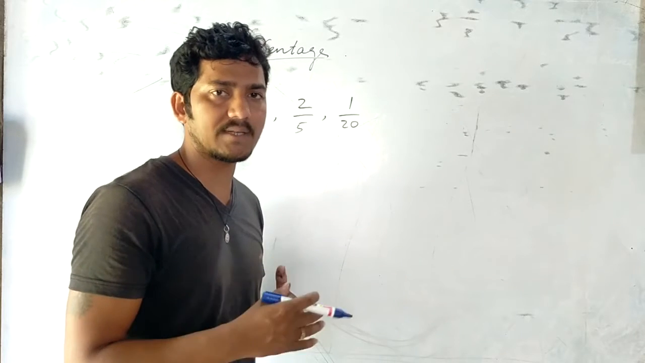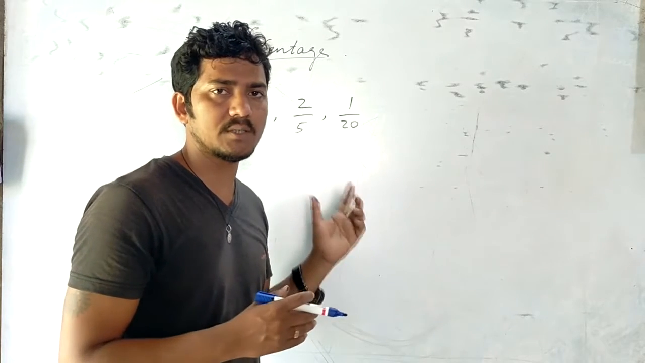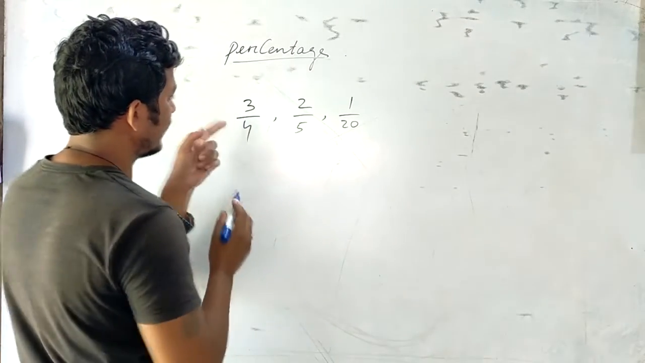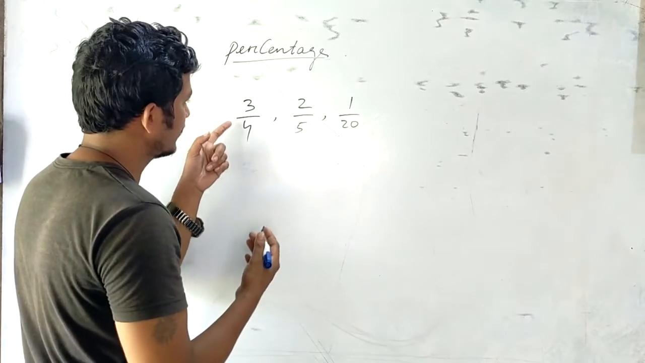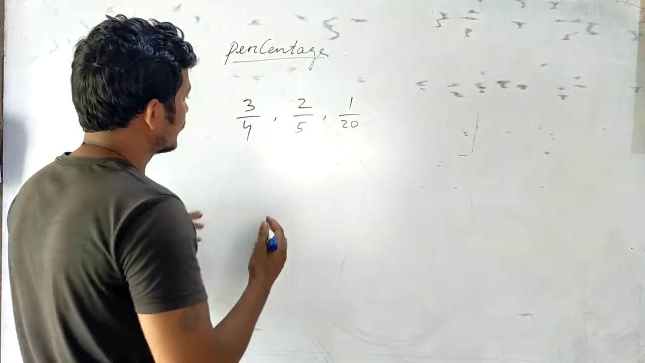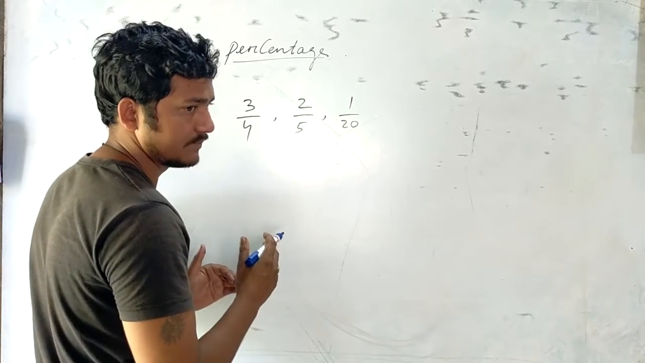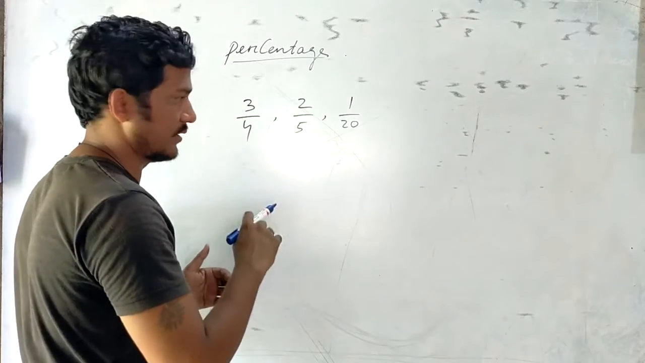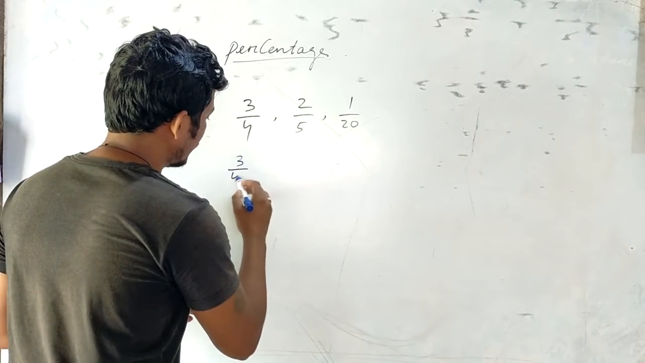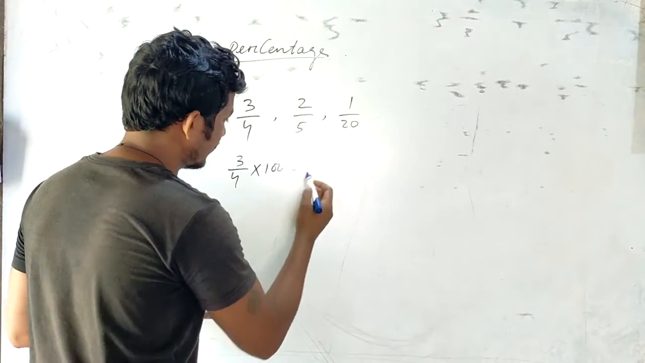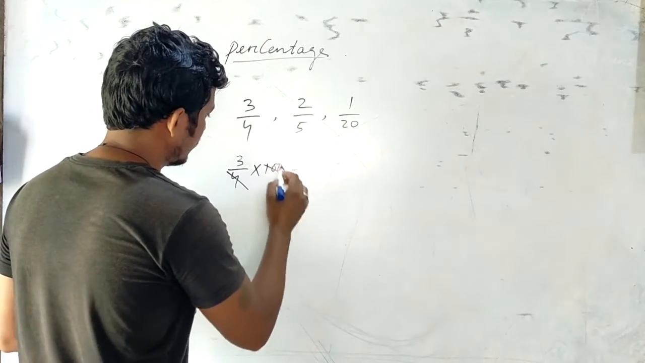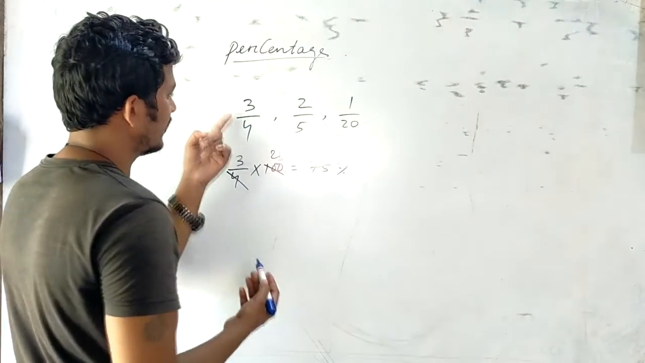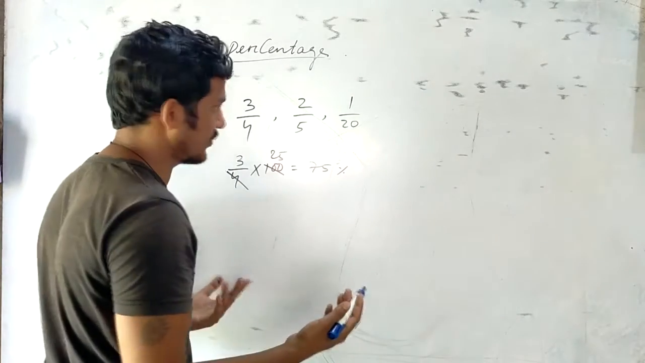Now these are three fractional numbers and we have to find out the percentage of all of them. Here 3 by 4 means 3 out of 4. So how much out of 100? If 3 out of 4, then how much from 100? We have to simply multiply by 100 to find the percent. So 100 by 4 is 25, and 25 times 3 is 75%. So 3 by 4 is simply 75%.